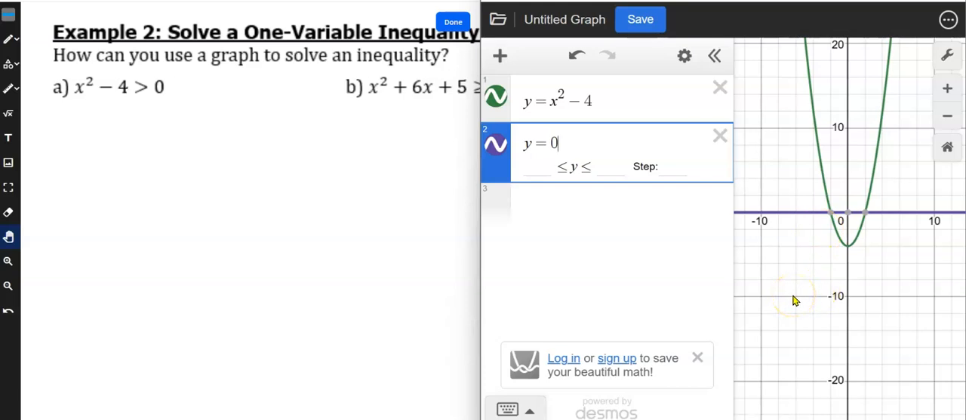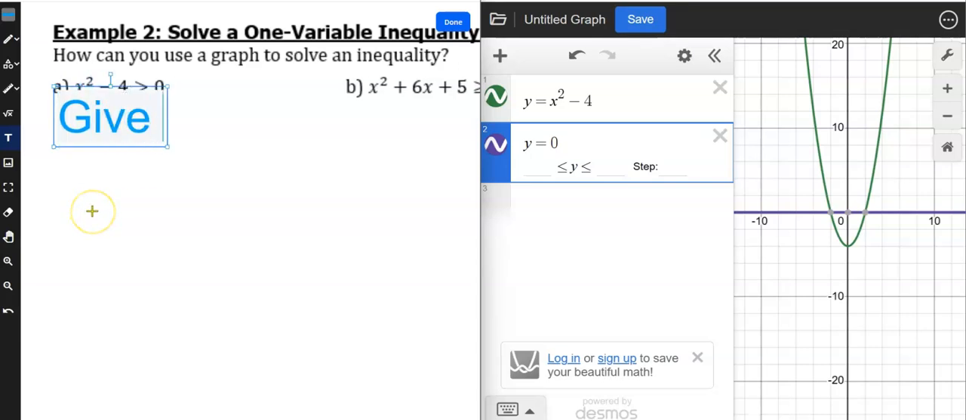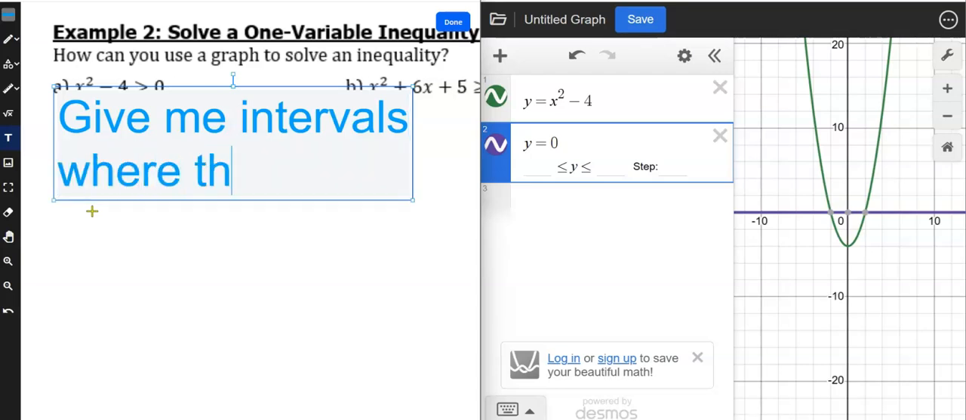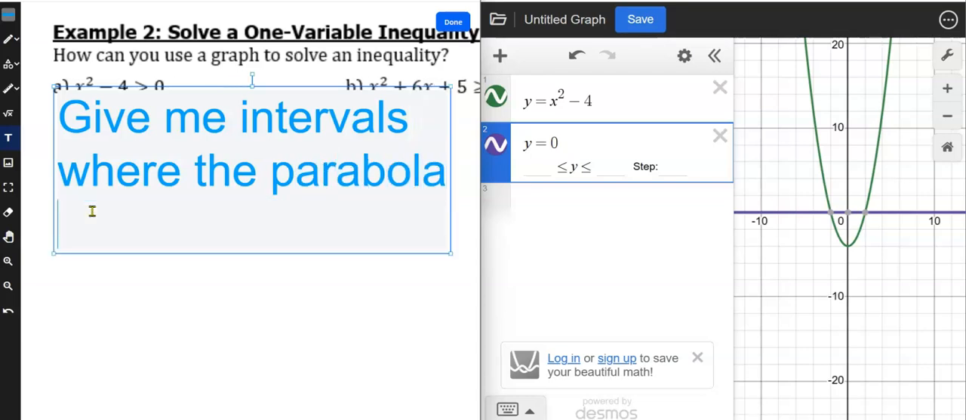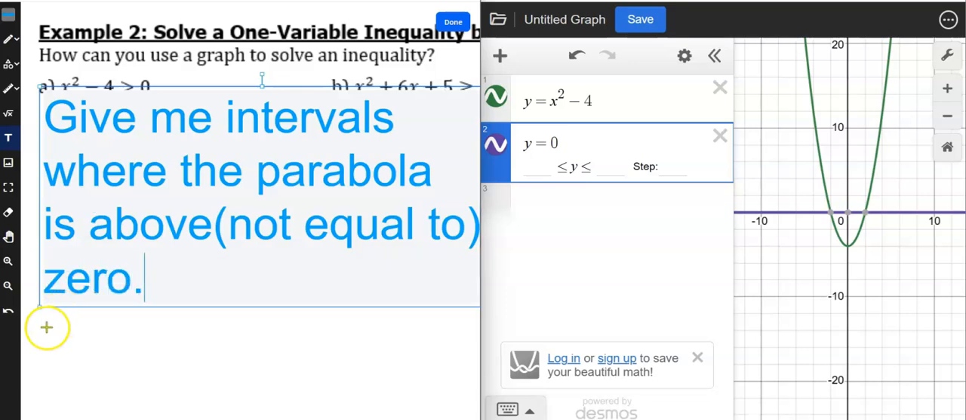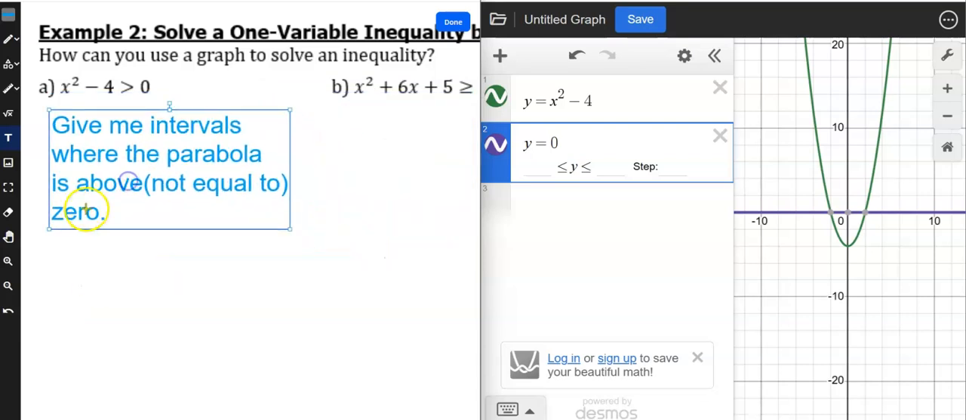All right, so in this particular case, we are looking for, give me intervals where the parabola, in this case, that would be the left side, is above, not equal to. That's important. Above, not equal to 0. Okay, that's what's going on here. That's what they're asking me for.